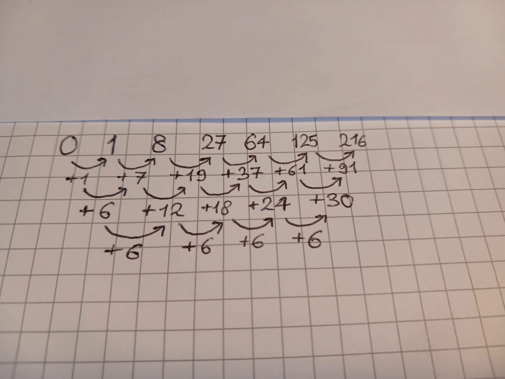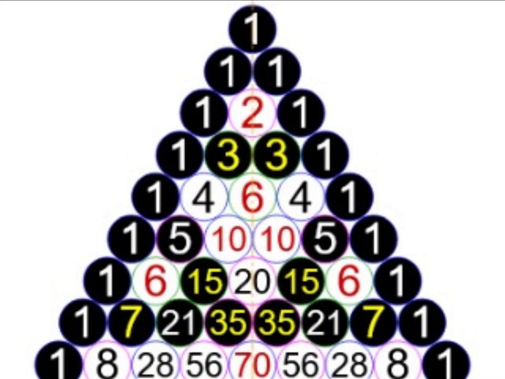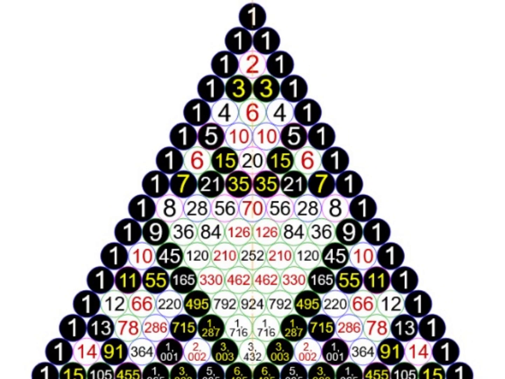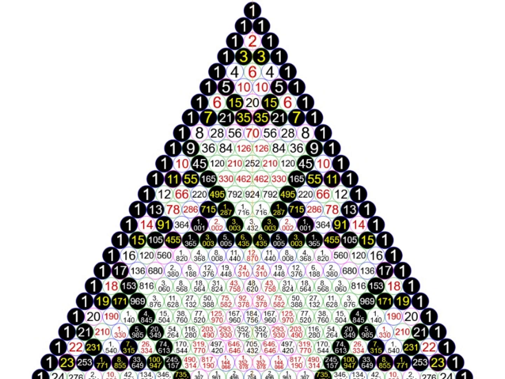This next property is also well known. If you color in all odd numbers and all even numbers different colors, you will approach a very well-known fractal, Sierpinski's Triangle. One more comment about this.